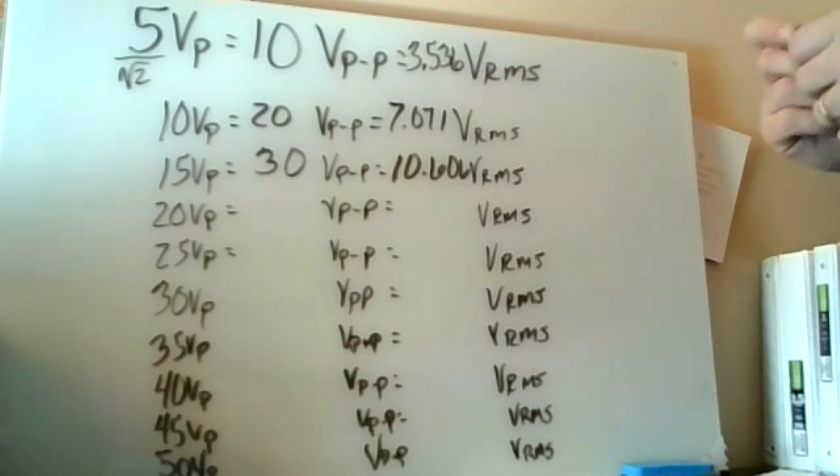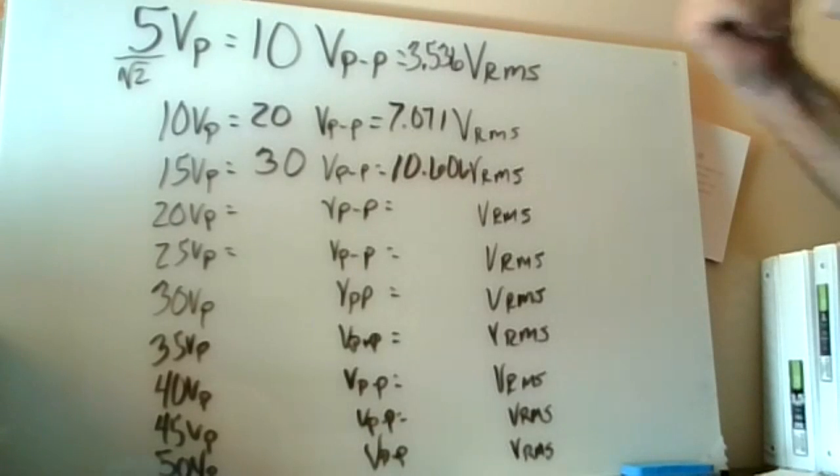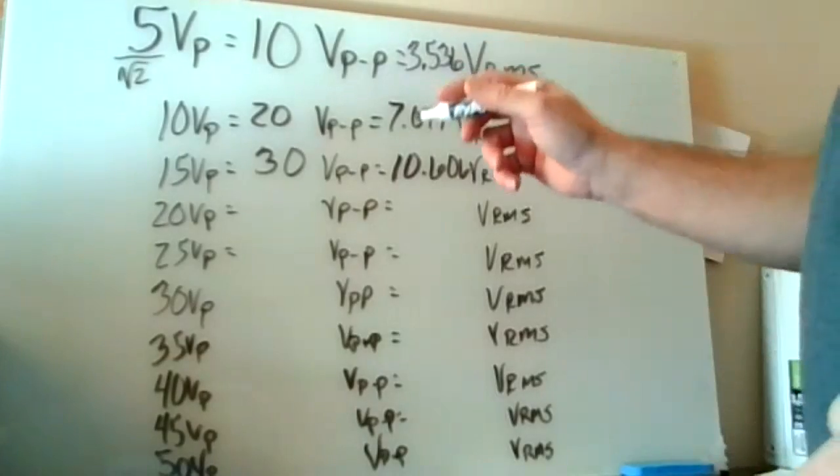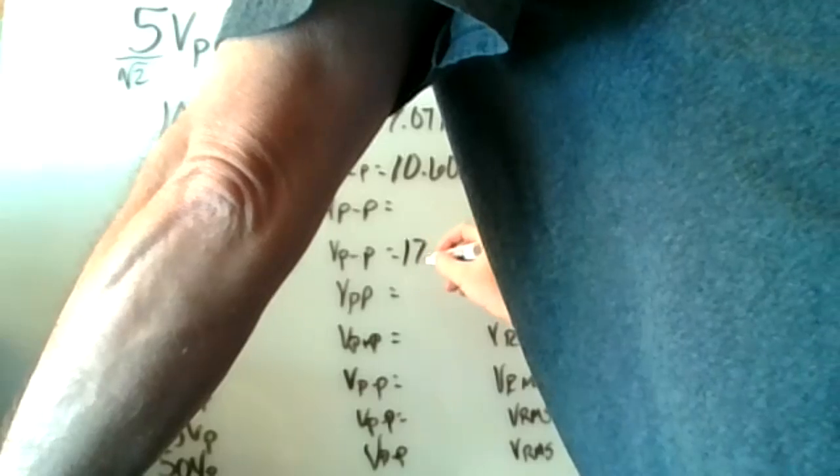All right, I'm ready. Who's that? Larry. Which one did you have? 25 volts. Okay, what do you get for peak to peak? 50 volts. Outstanding. And VRMS? 17.678. Outstanding.